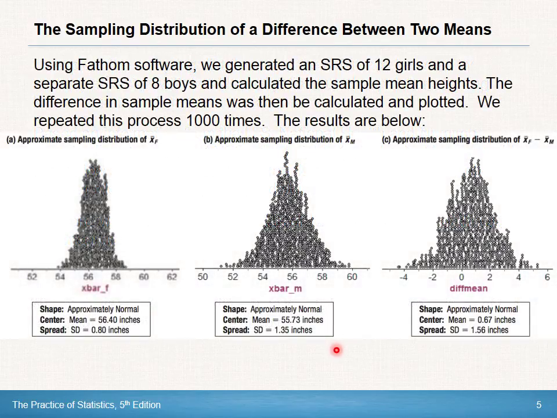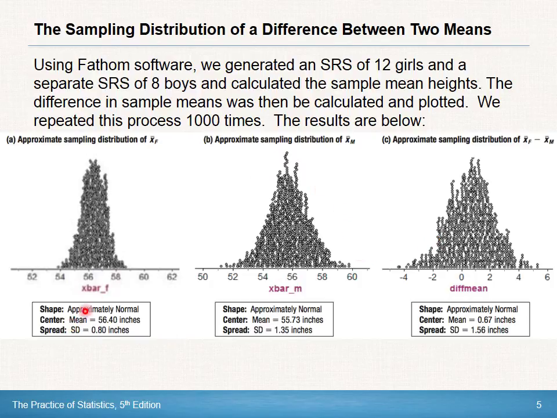Using Fathom software, we generated a simple random sample of 12 girls, right here, and a separate simple random sample of 8 boys, and calculated the sample mean heights. The difference in the sample means was then calculated and plotted. We repeated this process 1,000 times, and the results are below. So here are the girls. Notice it's a pretty normal shape. Here are the boys. Again, also normal, and so is the distribution of the differences.